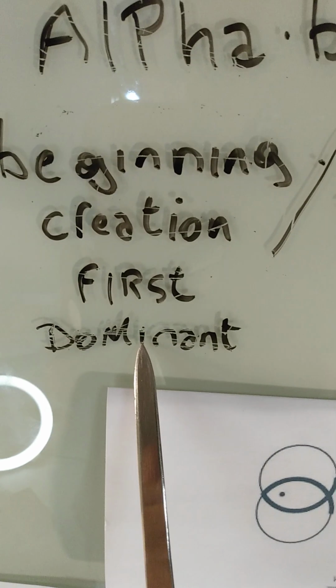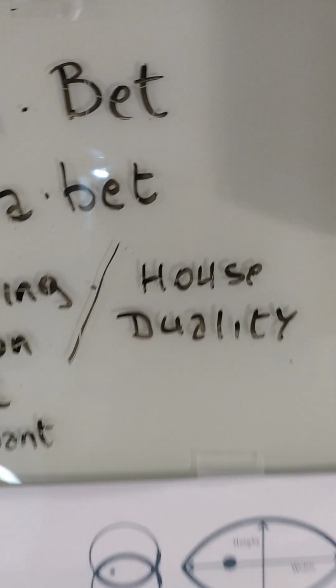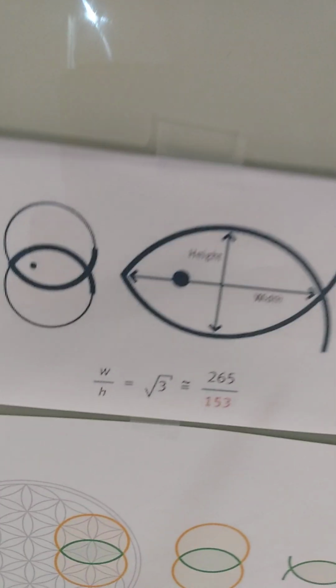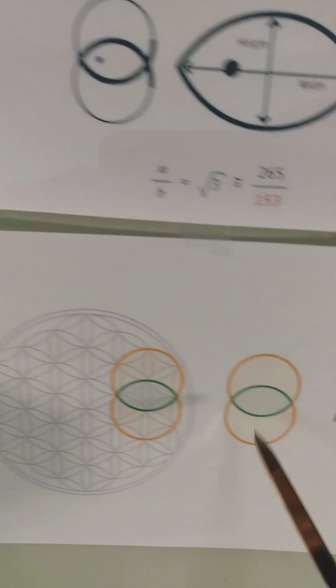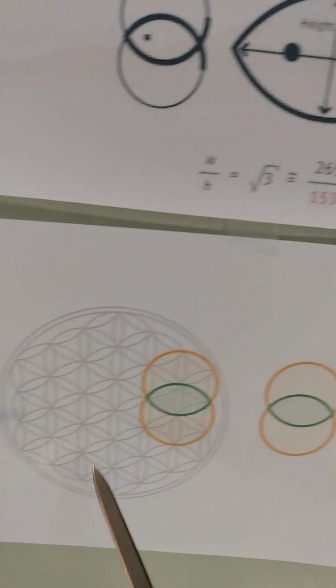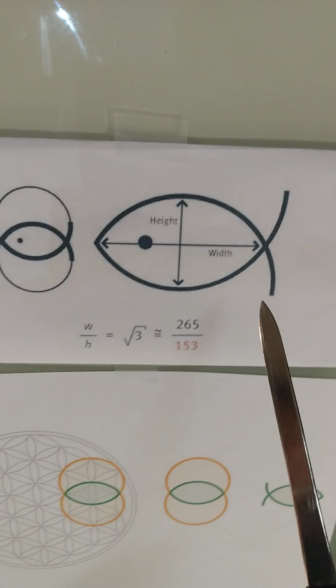Now, the letter bet is associated to house, feminine, and duality. So the alpha-bet is dominant duality. So now you can understand. Everything I'm saying, which makes no sense, actually starts making sense. So let's look at the Vesica Piscis, where we have sacred geometry. Sacred geometry was used in creating the stories inside of the Bible.